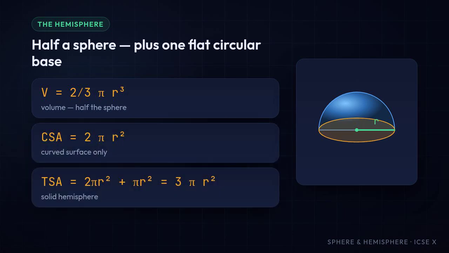Now, the hemisphere. Cutting a sphere exactly in half gives a hemisphere. Its volume is 2 by 3 pi r cubed, exactly half the sphere. Its curved surface area is 2 pi r squared. And for a solid hemisphere, the total surface area is the curved part plus the flat circular base. That is 2 pi r squared plus pi r squared, which equals 3 pi r squared. Throughout, we will take pi as 22 by 7.